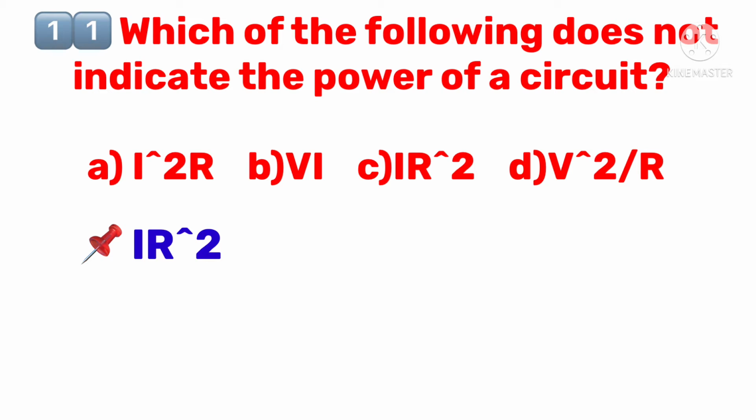11th question. Which of the following does not indicate the power of a circuit? A. I square R, B. VI, C. IR square, D. V square by R. The right answer is IR square.